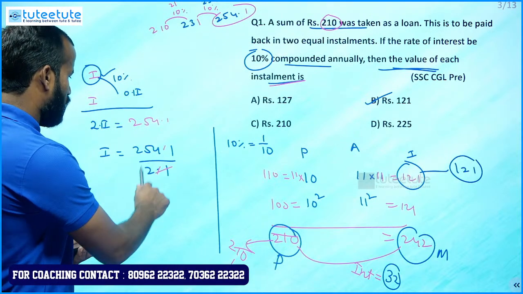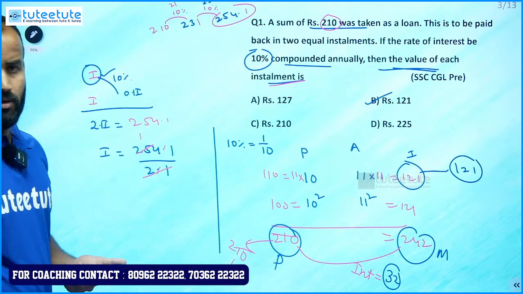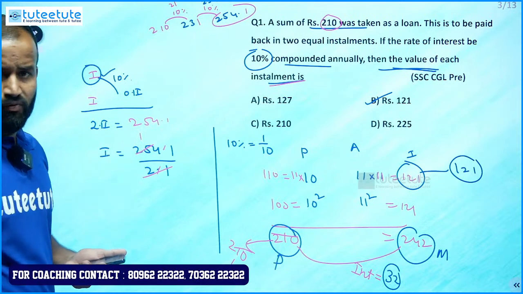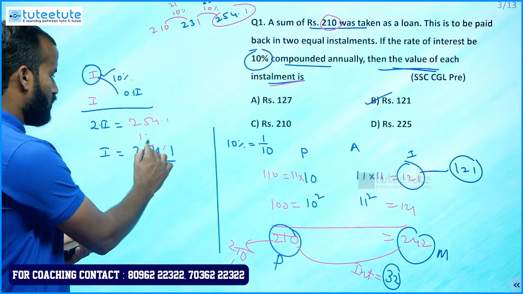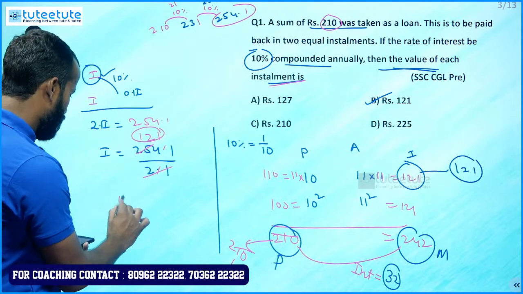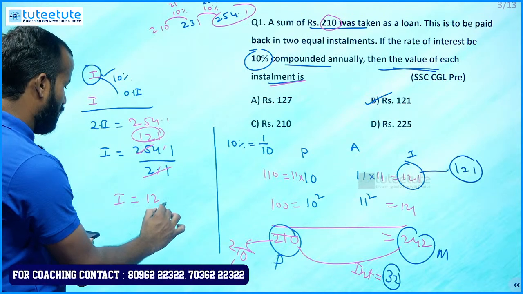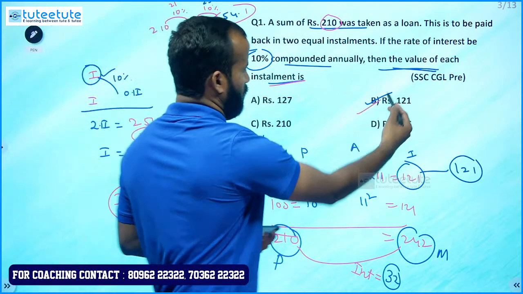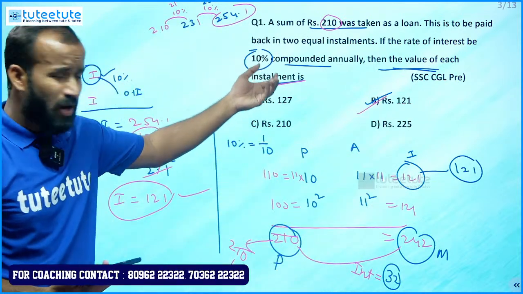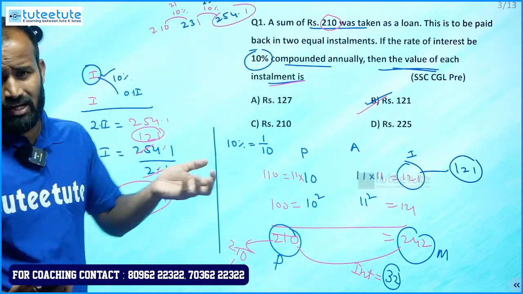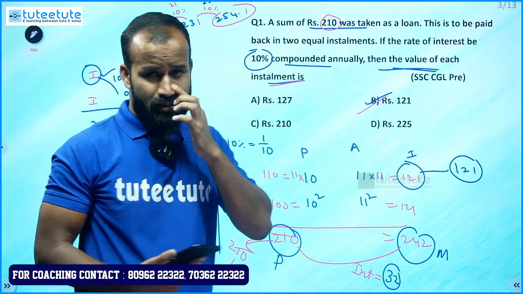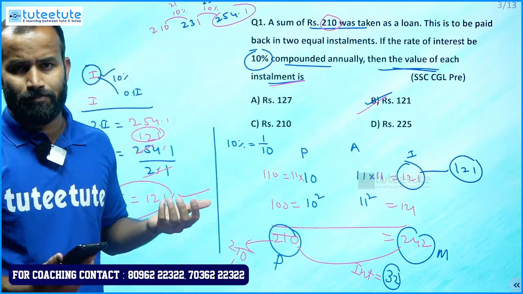The point cancels. 21 ones are 21, so 4 will be remaining, 44, and so on. So each installment I is equal to 121 only. So this is a small problem. Using this method we can find two equal installments very easily.